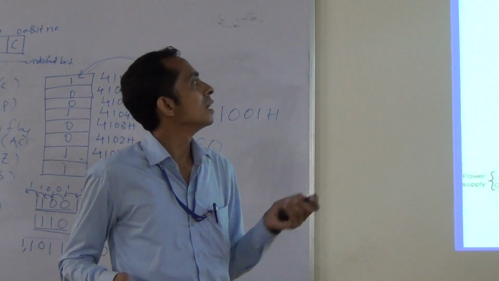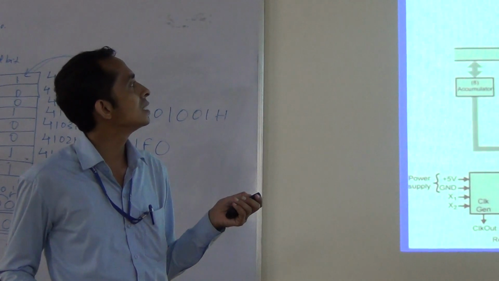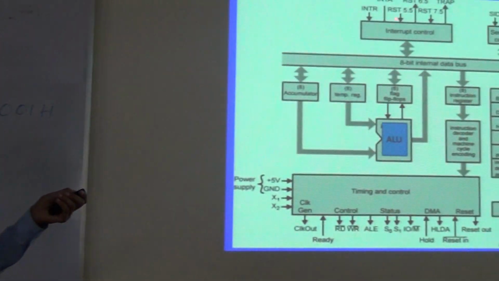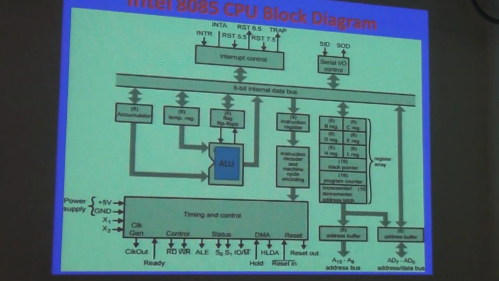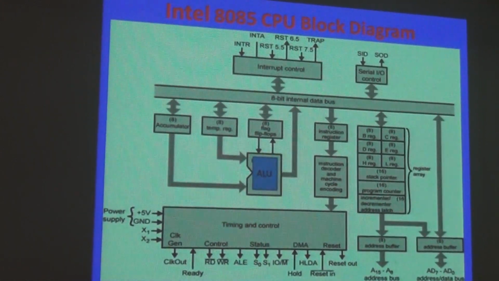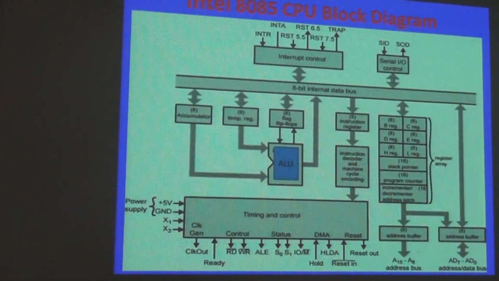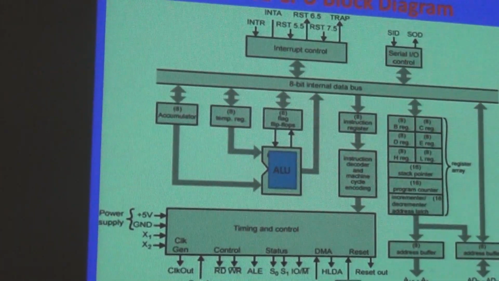And accordingly, 5 types of interrupts are there. It is written here: INTR, RST 7.5, RST 6.5, RST 5.5 and TRAP. 5 types of interrupts are there. And at which time, which interrupt will come across or come in contact with the microprocessor, it is to be controlled by the interrupt controller.